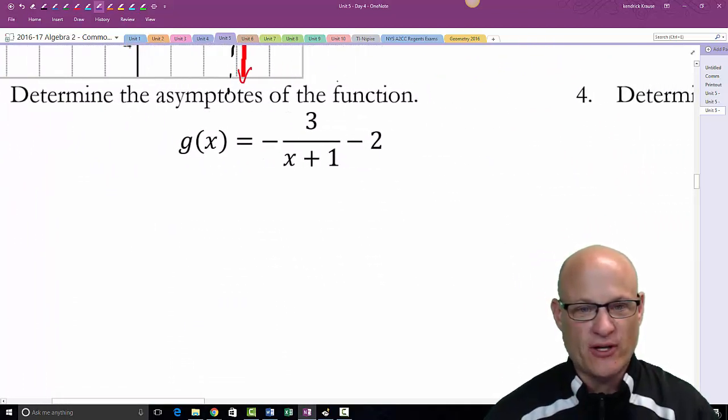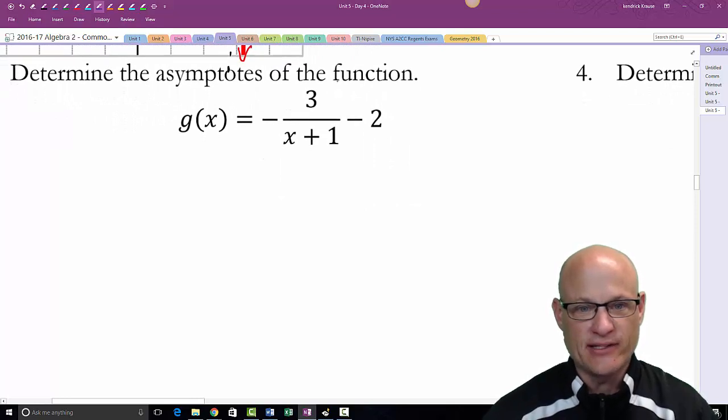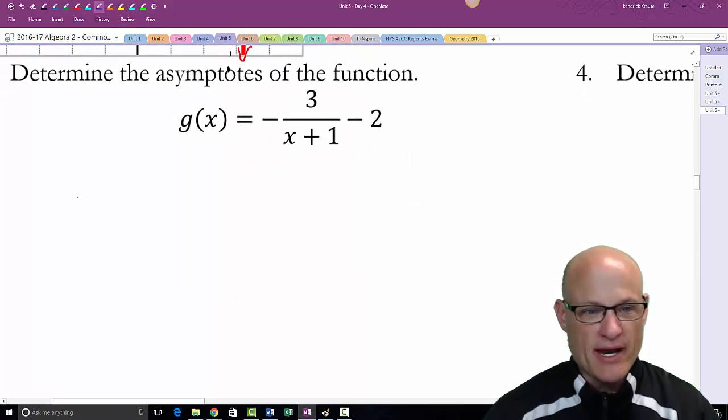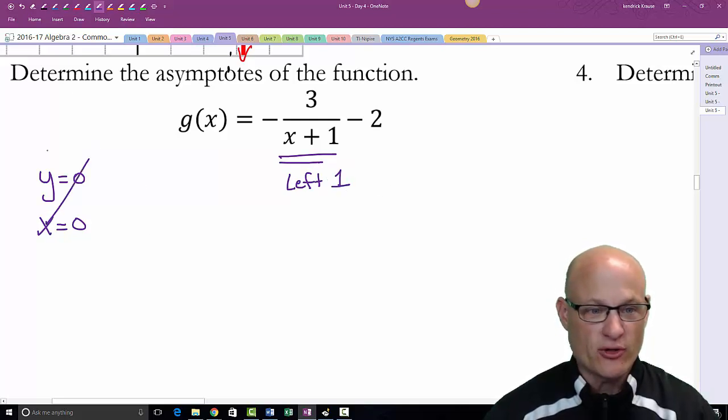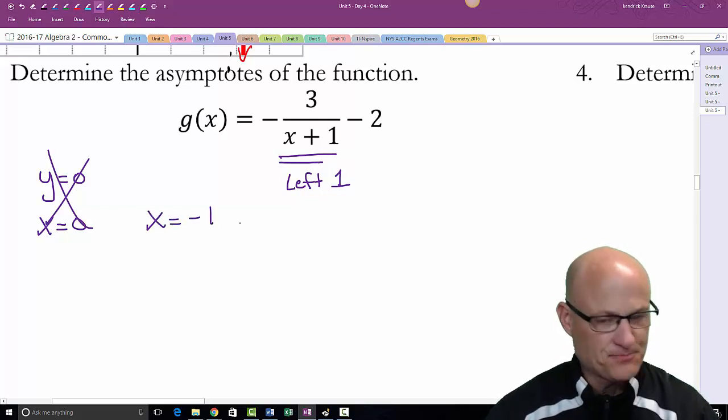Determine the asymptotes of this function. Okay, let's see here. Normally my asymptotes are what? Y equals 0 and x equals 0, correct? So what did we do here? We moved left 1. So that's going to modify the vertical asymptote. So that means my new vertical asymptote is going to be left 1. So that's x equals negative 1.